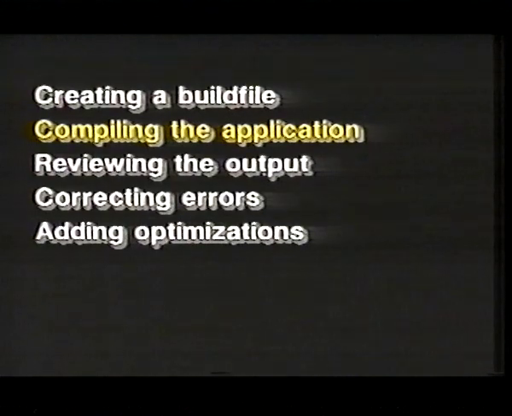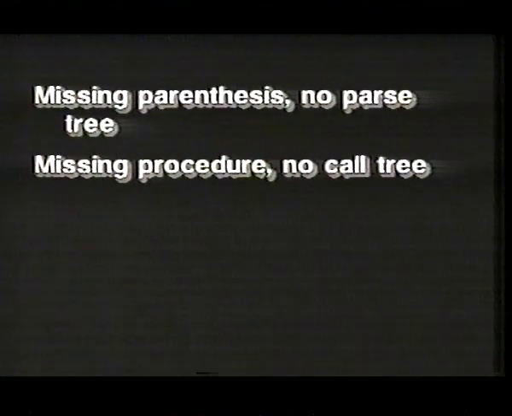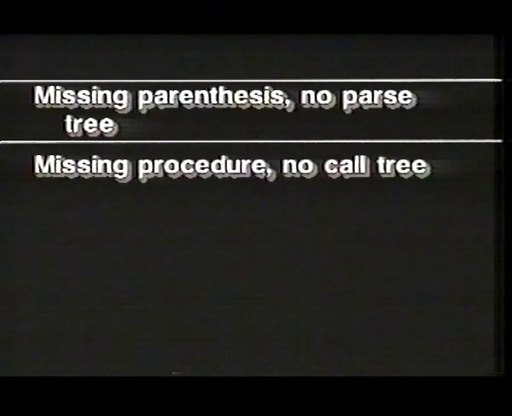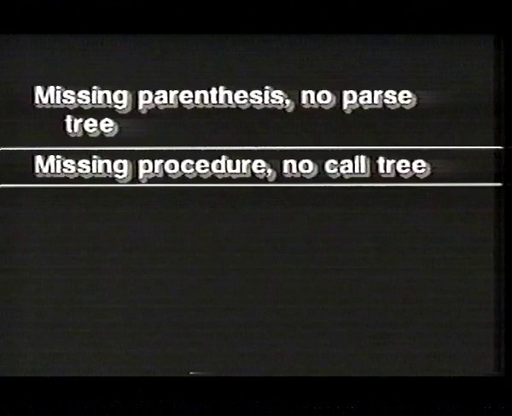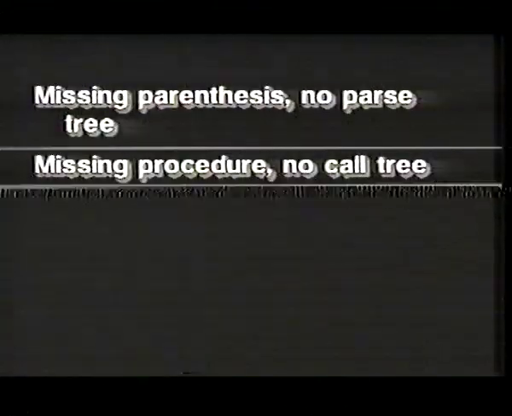Now let's turn to the process of actually compiling an application. The application compiler terminates compilation prematurely when it finds certain errors in an application. This happens because the IP analysis algorithms cannot compute meaningful information for the code as written. These errors are analogous to a syntax error in a procedure compilation. If a parenthesis is missing, no parse tree can be formed by a procedural compiler. If a procedure is missing, no call tree can be formed by an inter-procedural compiler.